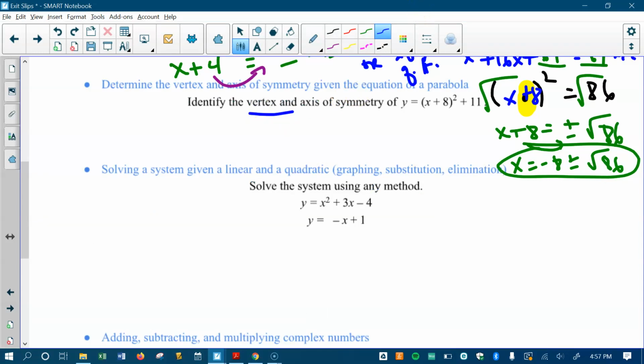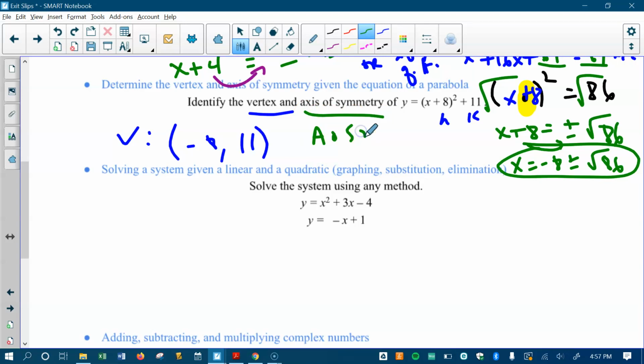The vertex is going to be hk, so that's h, that's k, but really that's opposite h. So let's go and get our vertex. It's going to be opposite h, which will be negative 8. K stays the same. Your axis of symmetry, so I call this AOS, is opposite h. X equals opposite h.